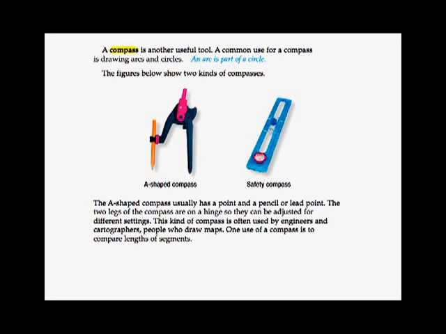A compass is another useful tool. A common use for a compass is drawing arcs and circles. An arc is part of a circle. The figures shown here are two different types of compasses.